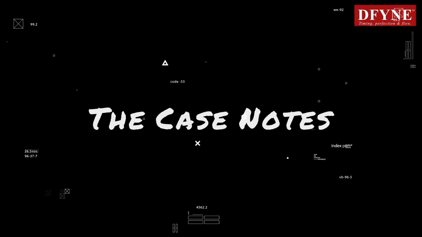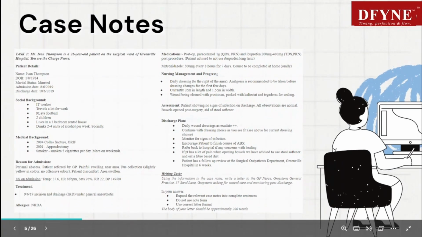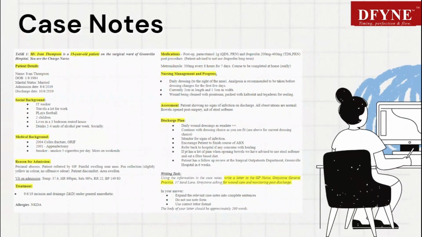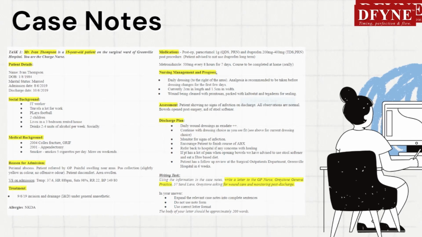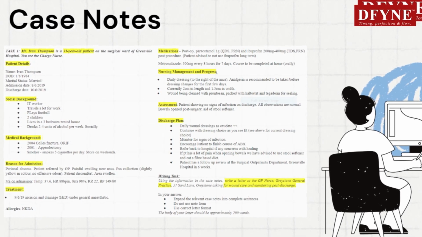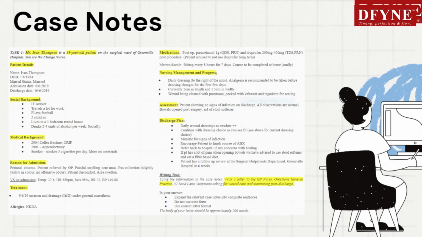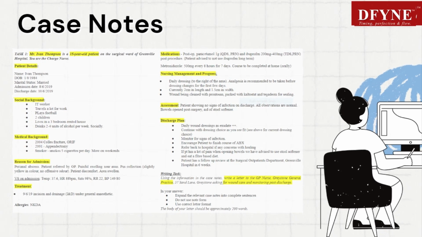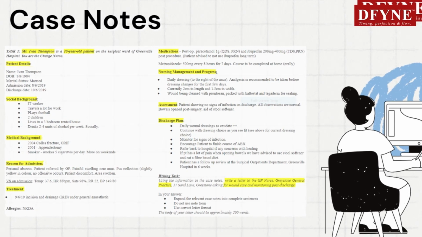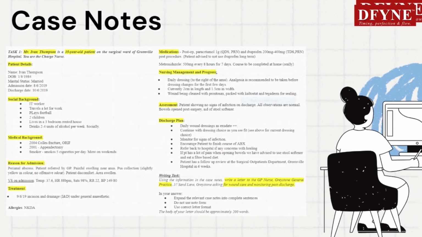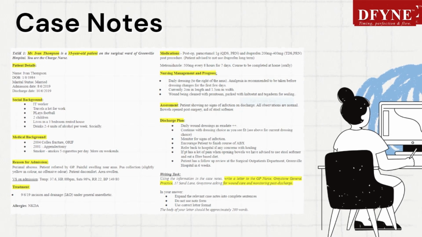Let's begin with the case notes. The patient here is Mr. Ivan Thompson, a 35-year-old IT worker. The candidate must attempt the writing as the charge nurse at Greenville Hospital. The case notes provide further information on the patient details, social background, his medical background going back 15 years, his reason for the most recent admission, its treatment, medications, nursing management and progress, final assessment, and the discharge plan.